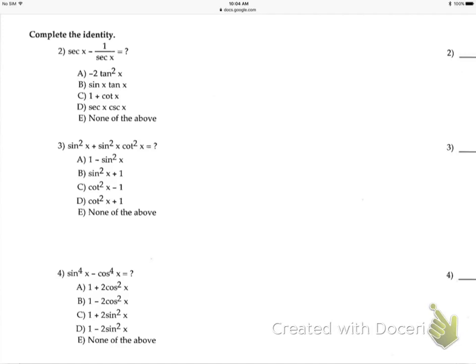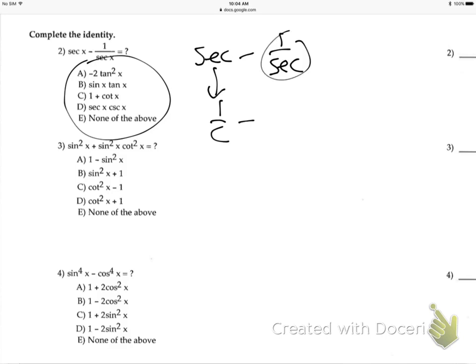So you look at all these and you're like, I don't know. So what should you do? Well, there's a lot of things you could do. Okay. So, secant. You just got to start thinking about all the different properties. What is secant? 1 over cosine. Remember that? Secant is 1 over cosine, and 1 over secant is cosine. So this is 1 over cosine minus cosine.